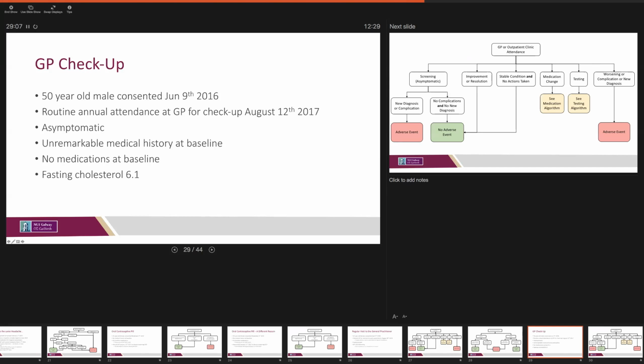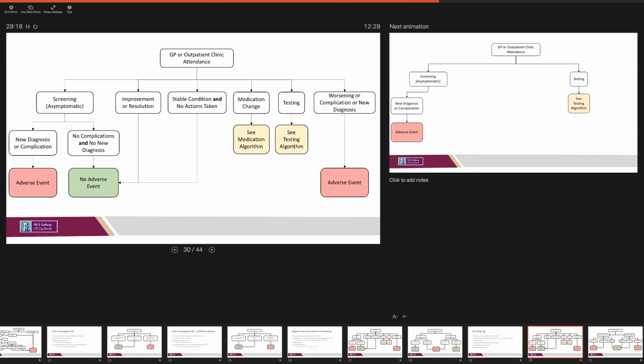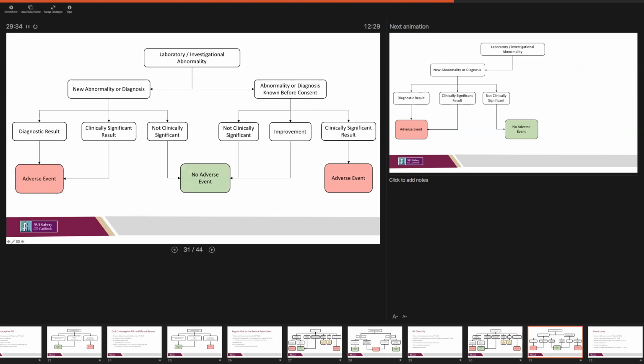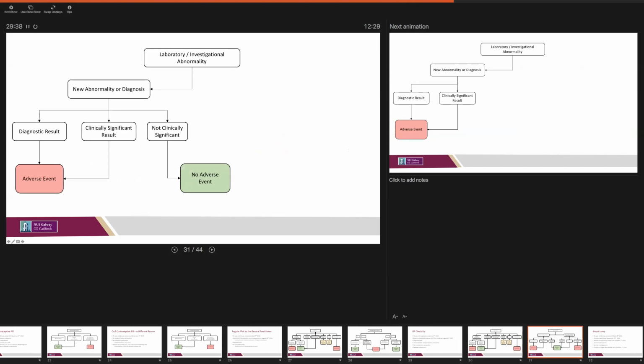There's all sorts of arguments, and the purpose of this is not to debate what is or is not a normal cholesterol, but lots of guidelines would recommend that this is an elevated cholesterol and might represent hyperlipidemia of some description. So here you have a patient who goes to their GP. Again, this could be considered a screening assessment, but has now got a new diagnosis of elevated cholesterol. It's an adverse event. Or you can argue that they went through a testing process, and the testing process has revealed a new abnormality or diagnosis.